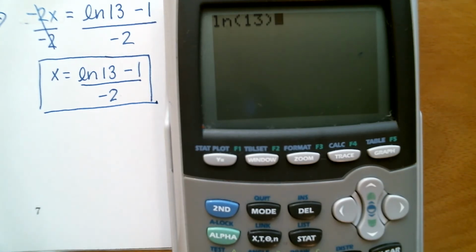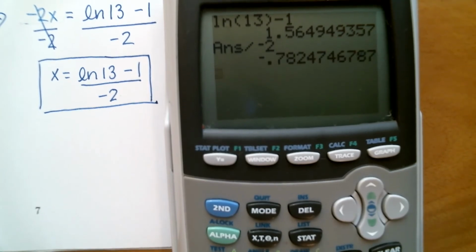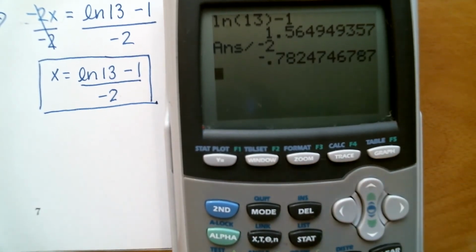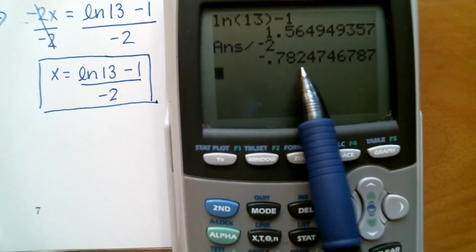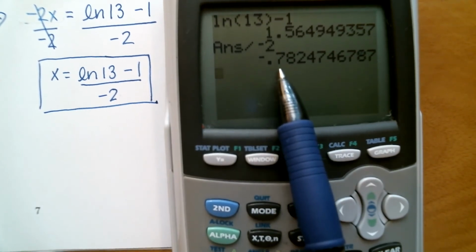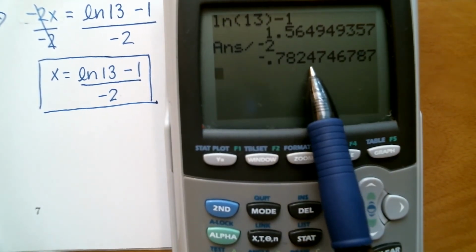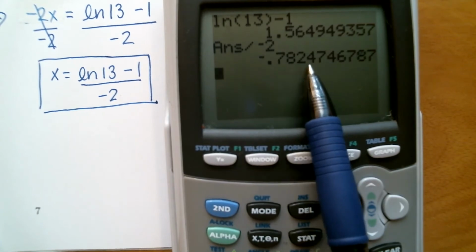Okay, so it would be the natural log of 13 minus 1. Hit enter. That's the numerator. Divide that quantity by negative 2. Okay, and there you go. So the answer, if we rounded it to 3 places after the decimal, is going to be negative 0.782, because remember the number after the 2 is a 4, so we're going to stay the same.